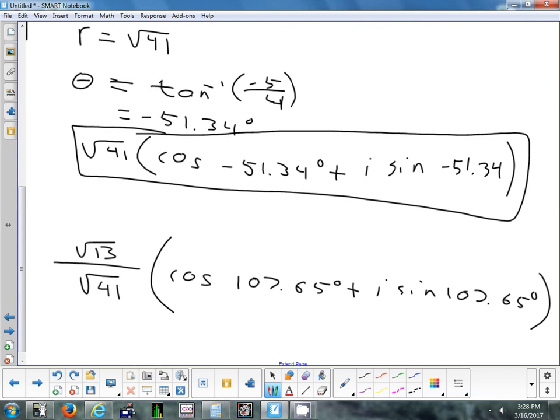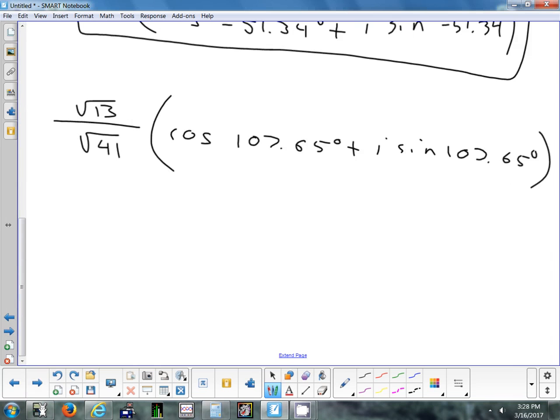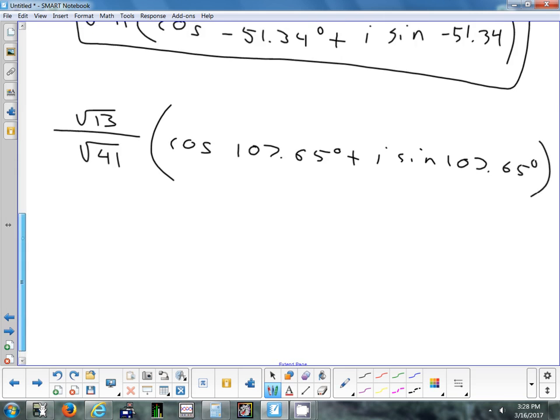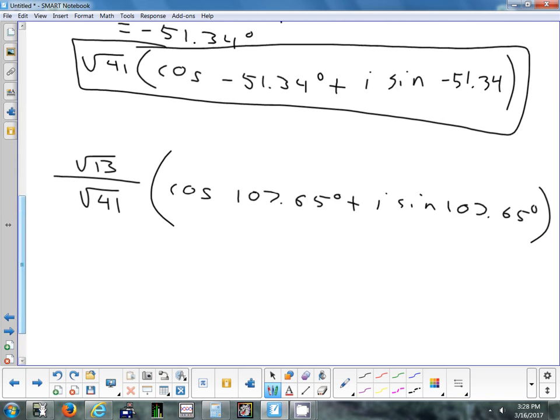Now, if I wanted to convert that to standard form, I know I have a root in the bottom. I'm not really worried about multiplying top and bottom by root 41 right now, so I'm going to leave that. But how would I convert this to standard form?